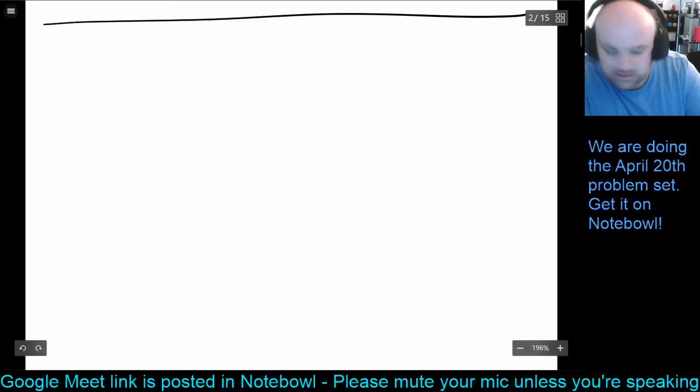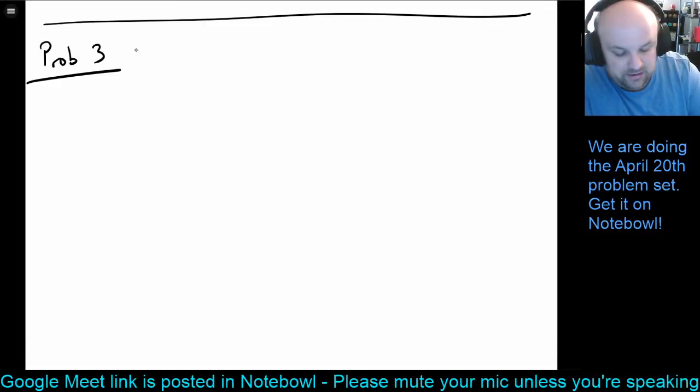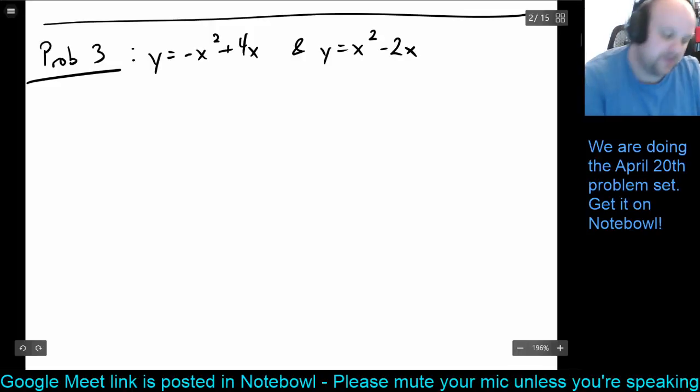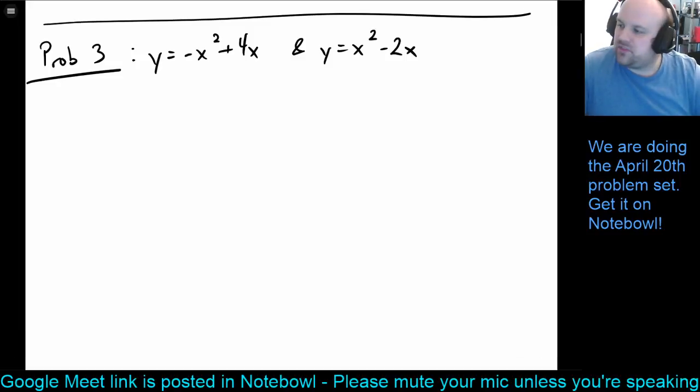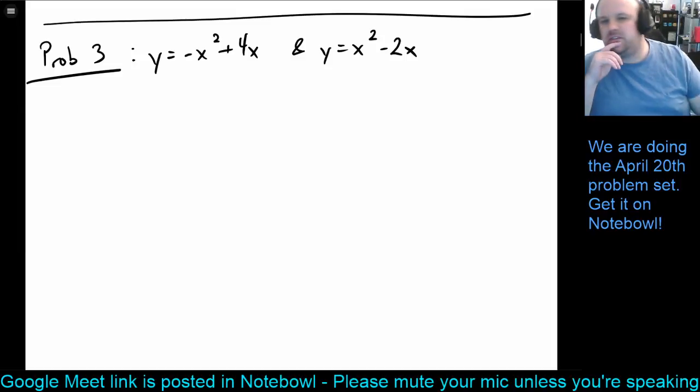Right. Problem 3. Here we want to find the area bounded by y equals minus x squared plus 4x and y equals x squared minus 2x. The reason I picked this problem is we could figure this out by hand. It won't be honestly that bad to do at all. But let's go ahead and look at this one in Mathematica.